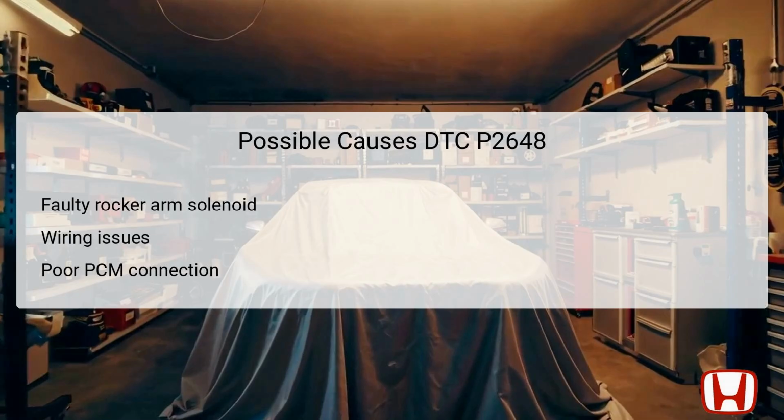Additionally, a poor connection at the powertrain control module, PCM, can disrupt communication between the operational commands and the solenoid, leading to low voltage reading. Each of these scenarios needs to be thoroughly examined during the troubleshooting process. By identifying the underlying cause, effective repairs can be made to ensure the solenoid functions properly and the engine operates efficiently.